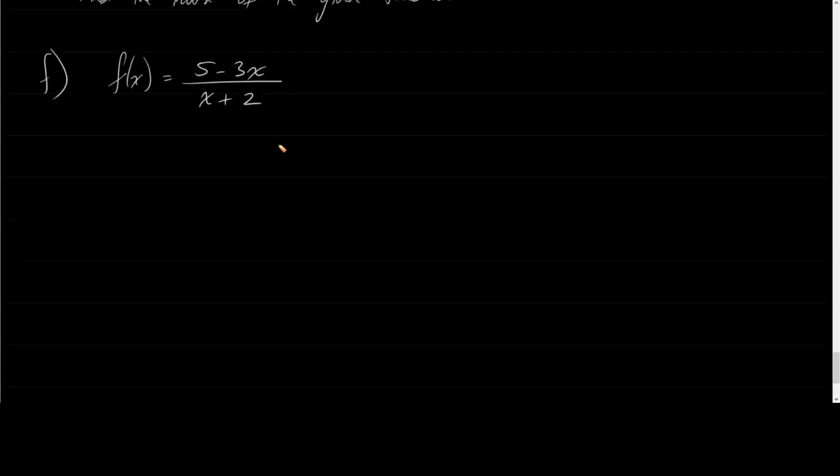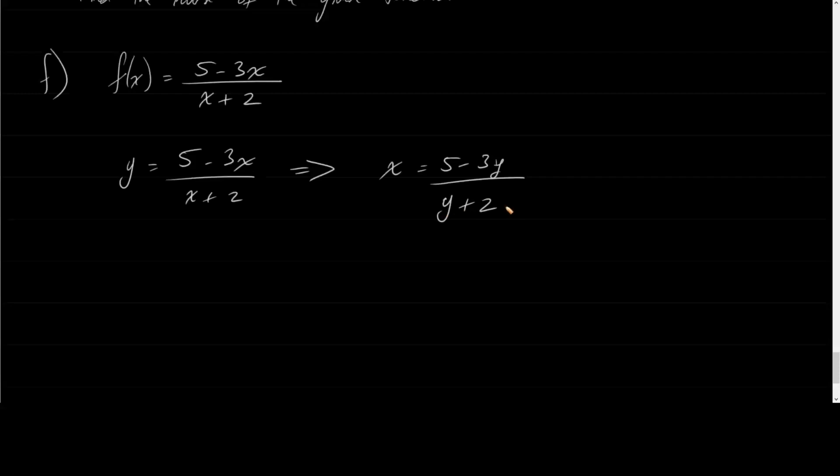So what we're going to do first is rewrite this as y equals 5 minus 3x over x plus 2. And what we're going to do here is flip the x and the y values. That means wherever I see y, I'm going to write x, and wherever I see x, I'm going to write y. So we have y plus 2 on the bottom. The next thing I'm going to do is solve for y.